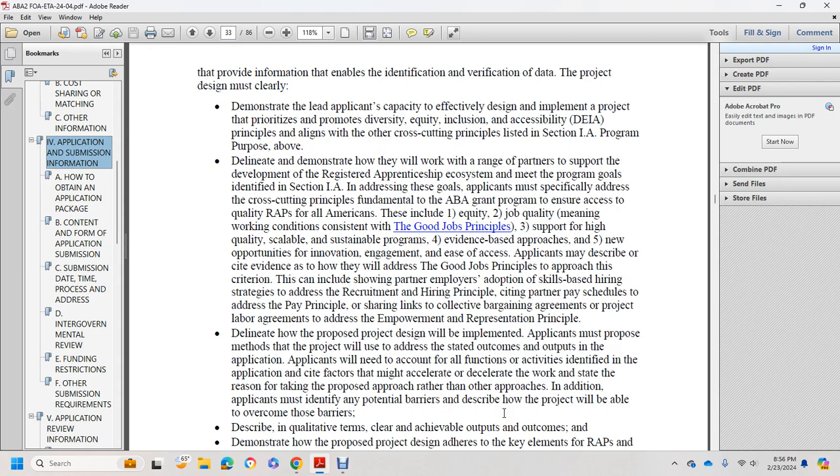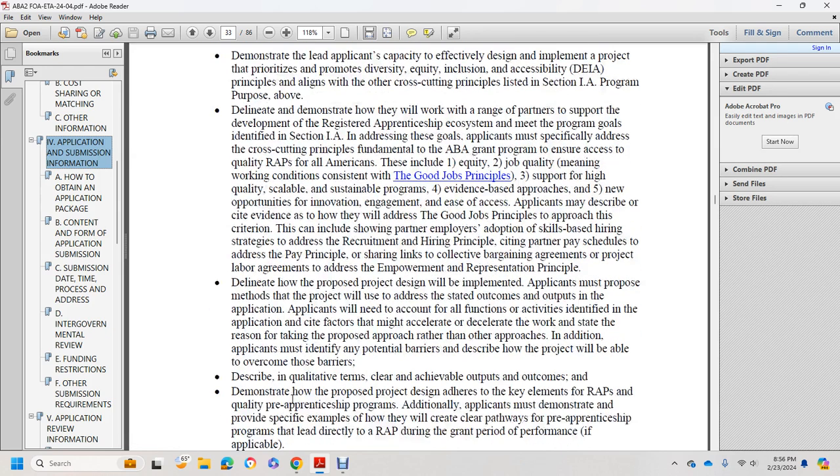Applicants will be needed to account for all the functional activities identified with the applicant site, with a more accelerated work state, and give the reason for taking the proposed approach rather than other approaches. In addition, applicants must identify potential barriers and describe how the project will be able to overcome those barriers. Describe it in qualitative terms, with clear and achievable outputs and outcomes.